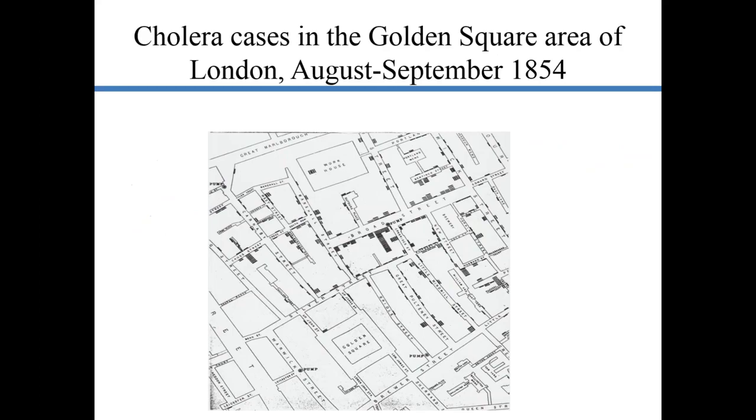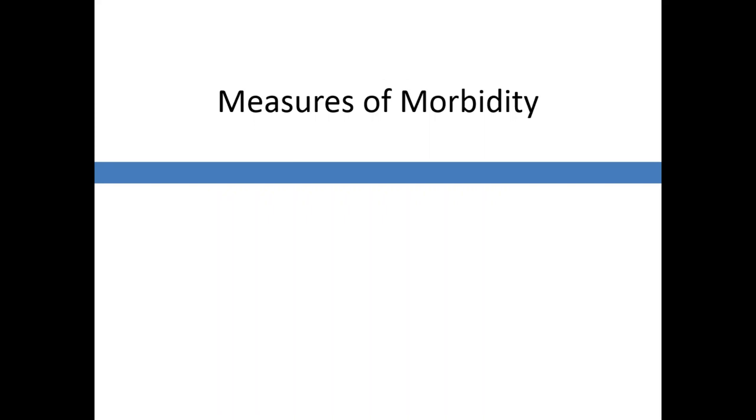So where does it occur? Here's the famous cholera cases in London. And of course, the cases were surrounding the Broad Street pump. And ultimately, the Broad Street pump was determined to be the culprit. So that's a story you shouldn't miss if you don't know it.